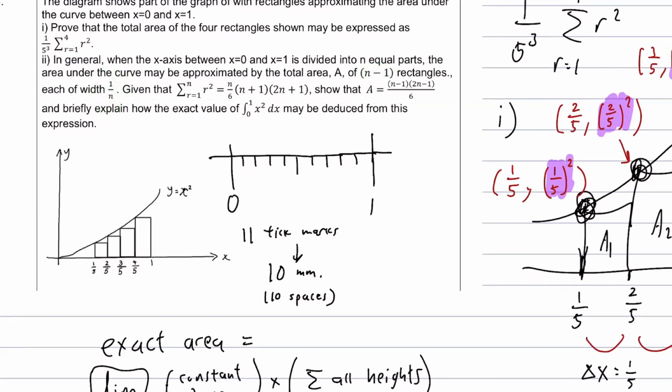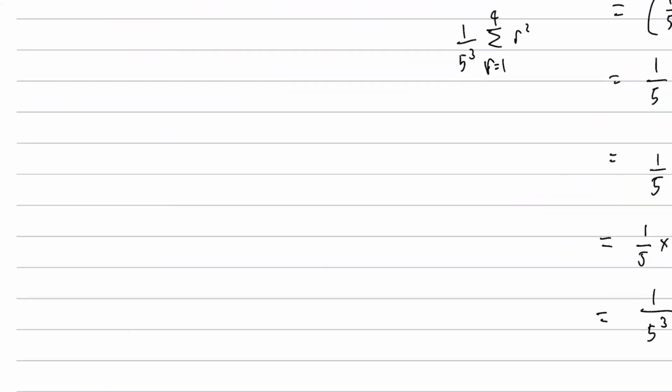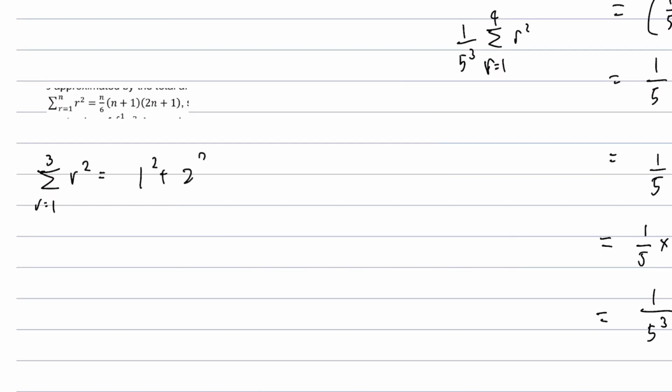Now take note that there's a special formula here for the sum of r squared. It's a standard formula. Let me just demonstrate what they mean by this formula. How does it work? Let's say, for example, we want the sum of r squared for r equals 1 to 3. That's just 1 squared plus 2 squared plus 3 squared, correct?